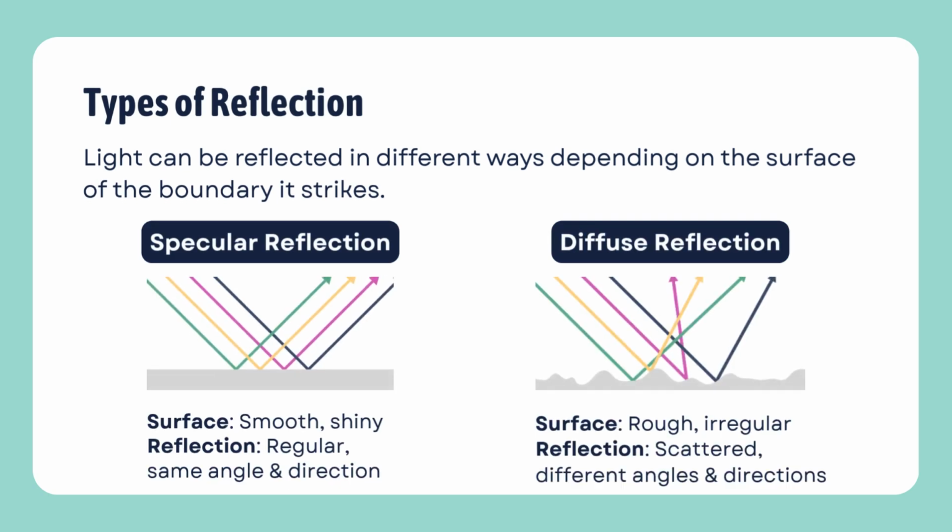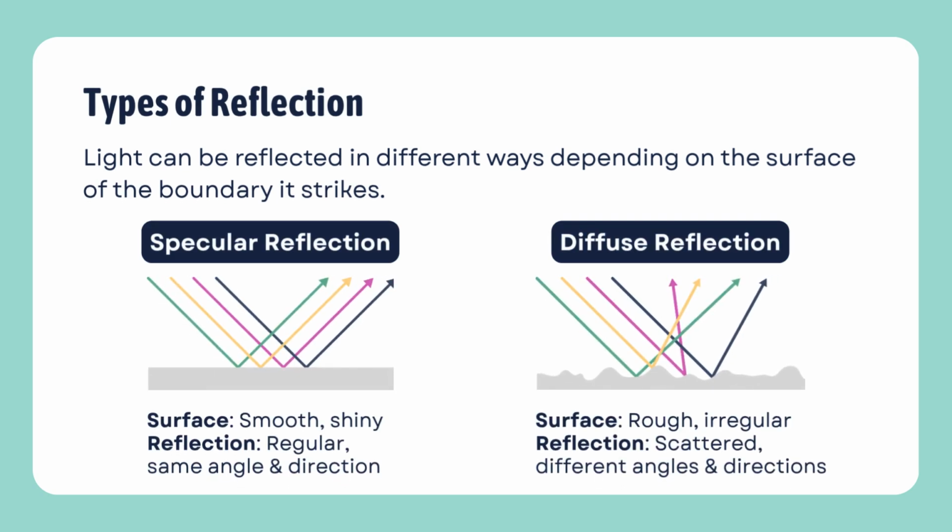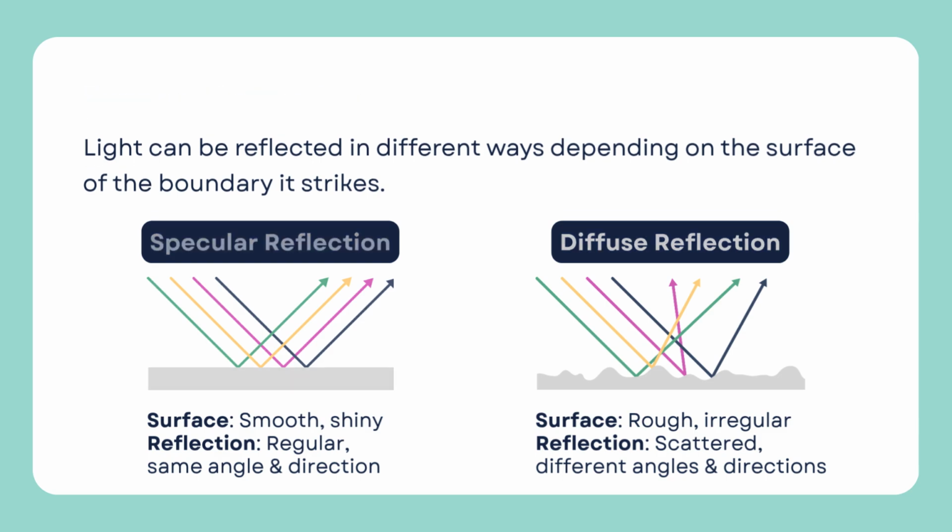Types of reflection. Does every surface reflect light in the same way? No. A smooth mirror gives regular or specular reflection, where the reflected rays remain parallel. A rough surface gives diffuse reflection, where the reflected rays scatter in different directions. That's why you can see a clear image in a mirror but not on a rough wall.